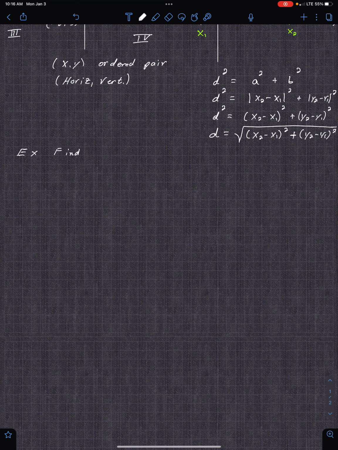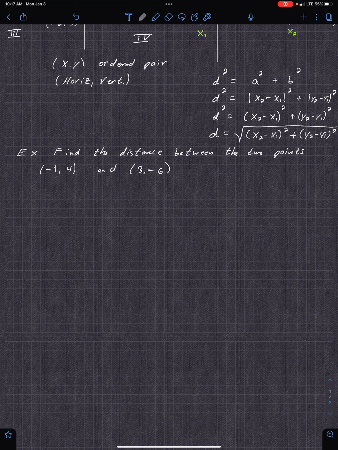Find the distance between the 2 points -1, 4 and 3, -6, like that. All right, so try it. I mean, this is pretty simple at this stage. We're just going to substitute these values into here. So go ahead and try it.